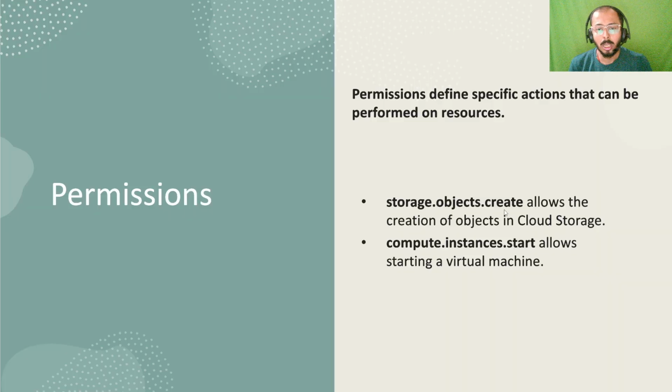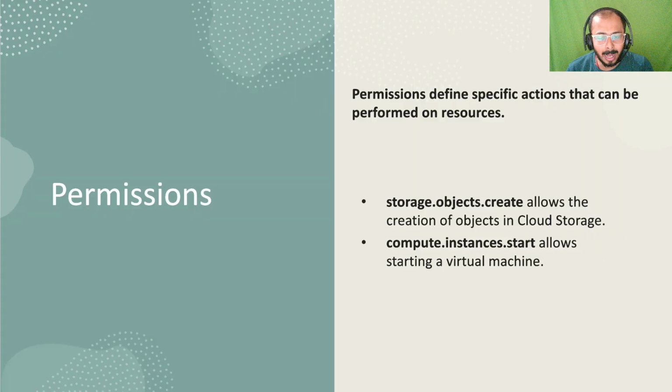That means you can create objects in Cloud Storage. So this is called permission. And the second one is compute.instances.start. So it allows you to start a virtual machine. So this is permission, and a combination of these permissions is called a role. So a role is nothing but multiple permissions added together, and that becomes a role. So that is called a role. And permission is nothing but a specific action that can be performed on resources.